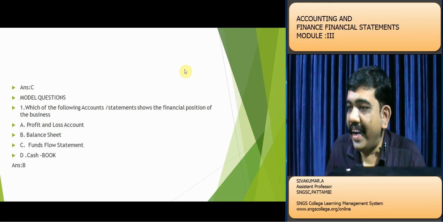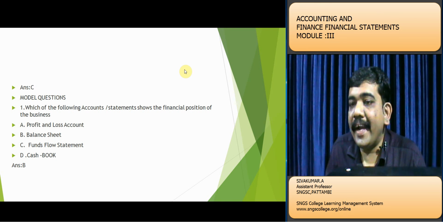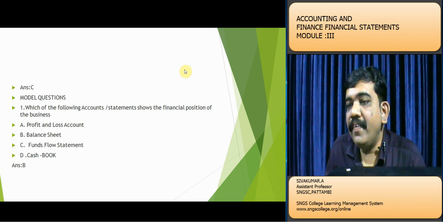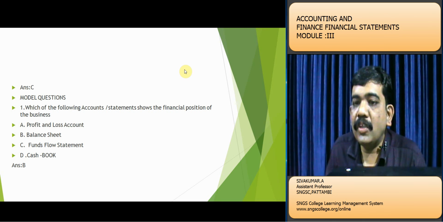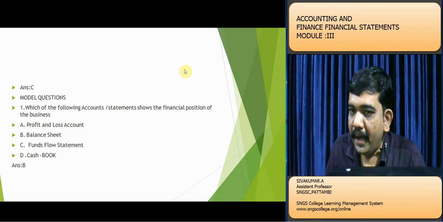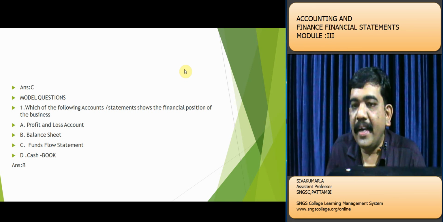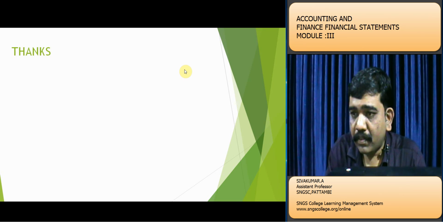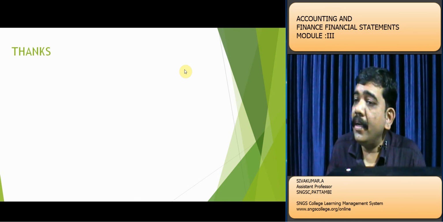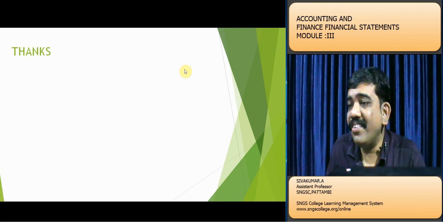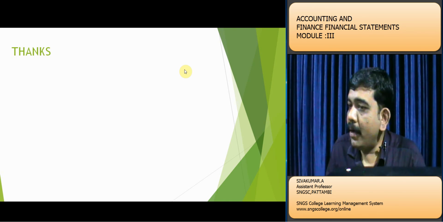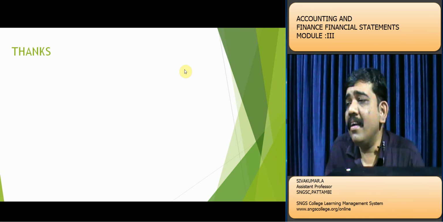Then there is another question. Which of the following accounting statements shows the financial position of the business? First one is profit and loss account, second one is balance sheet, third one is fund flow statement, last is cash book. The correct answer is balance sheet. So you have to learn the financial statements with adjustments, with care and utmost confidence.